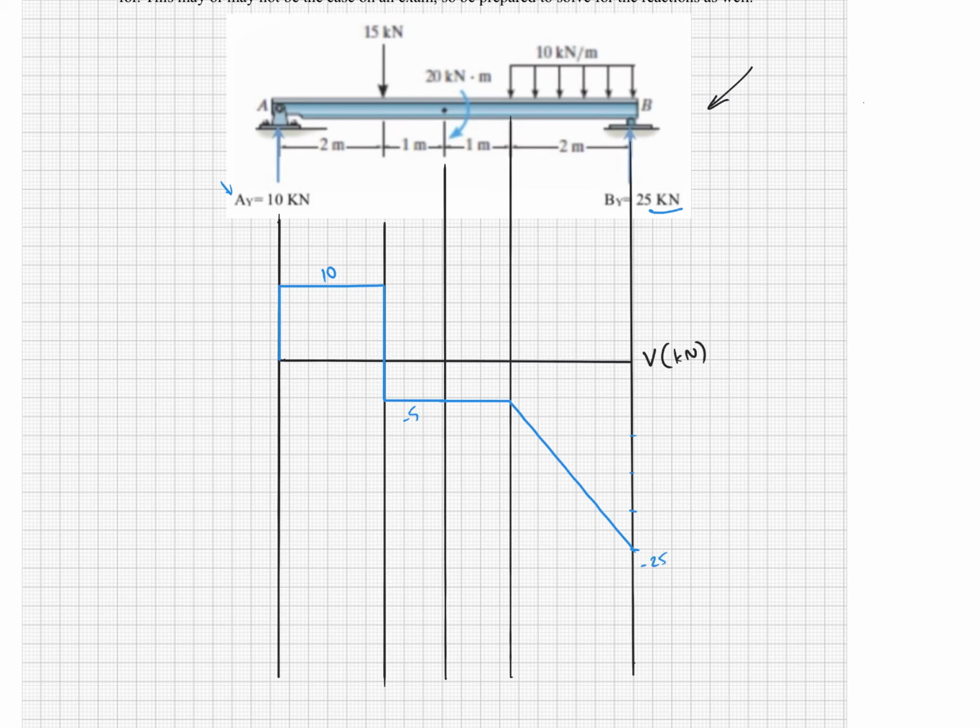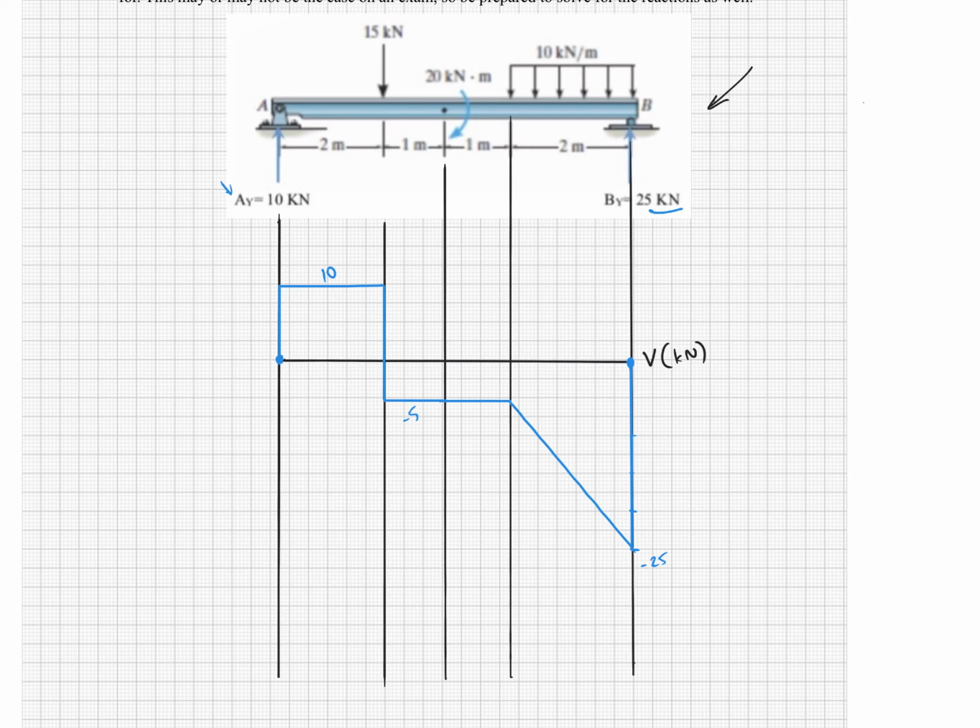Okay, and then right here, we're going to go back up 25 kilonewtons. So we're going to go like this. And that's a good sign. In a lot of these, they won't necessarily solve for the reactions for you, but you should always end up at 0 on the ends. And if you don't, then you have made a mistake.